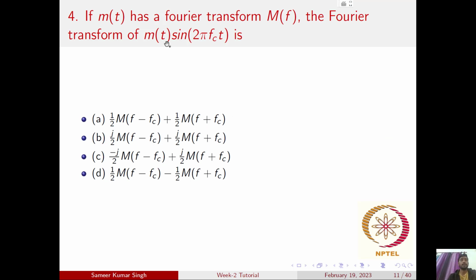Next, question number four: if m(t) has a Fourier transform M(f), the Fourier transform of m(t) sine 2 pi fc t is. This is the property; there we are checking the property of the Fourier transform. We have an input signal m(t) in the time domain and we get the Fourier transform M(f). When we multiply sine 2 pi fc t in the input term, what will be the output, the Fourier transform? Please try this. We have four options, and I will share the solution and explanation after 2 to 3 minutes. Please try.